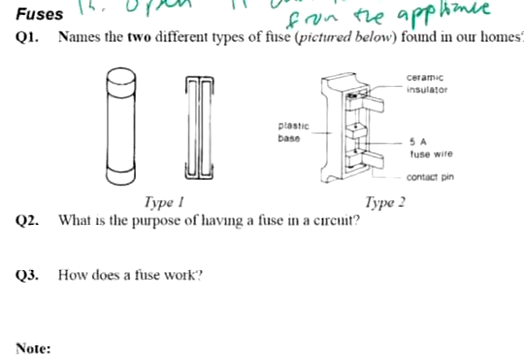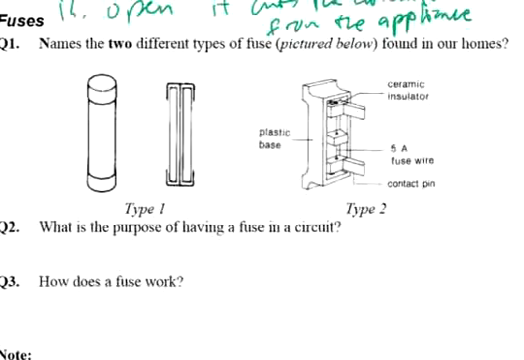Next one, fuse. Name the two different types of fuse pictured below in our home. Here is what we call the fuse. This one, yeah, this is also a type of fuse, but this one is used in the circuit breaker, in the circuit board.